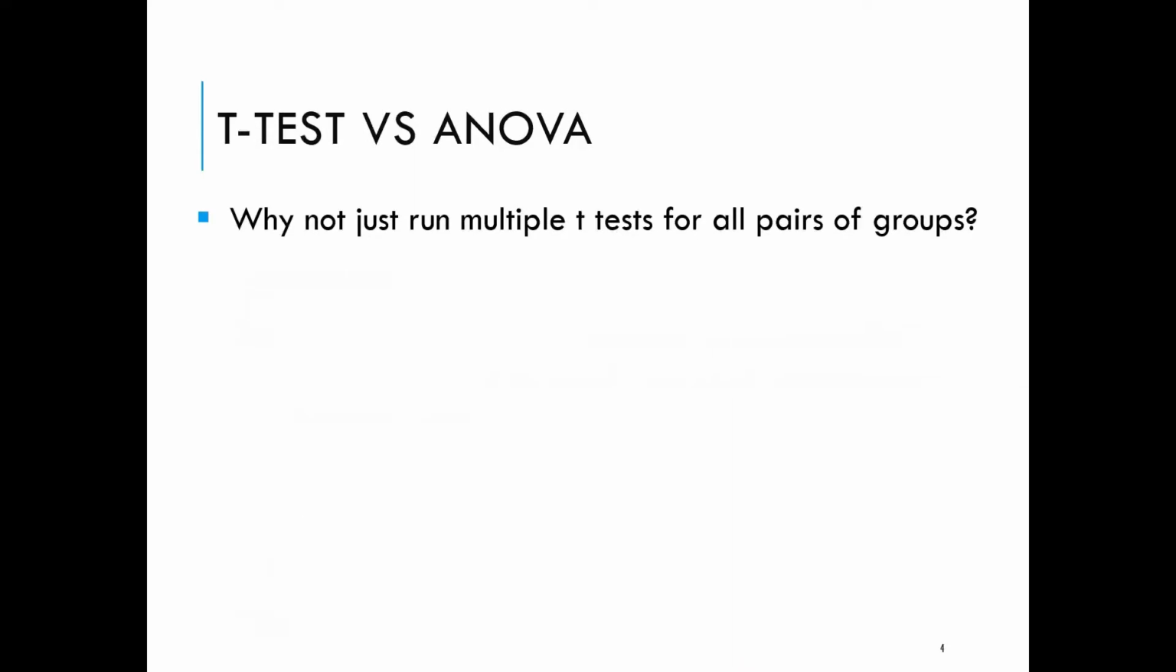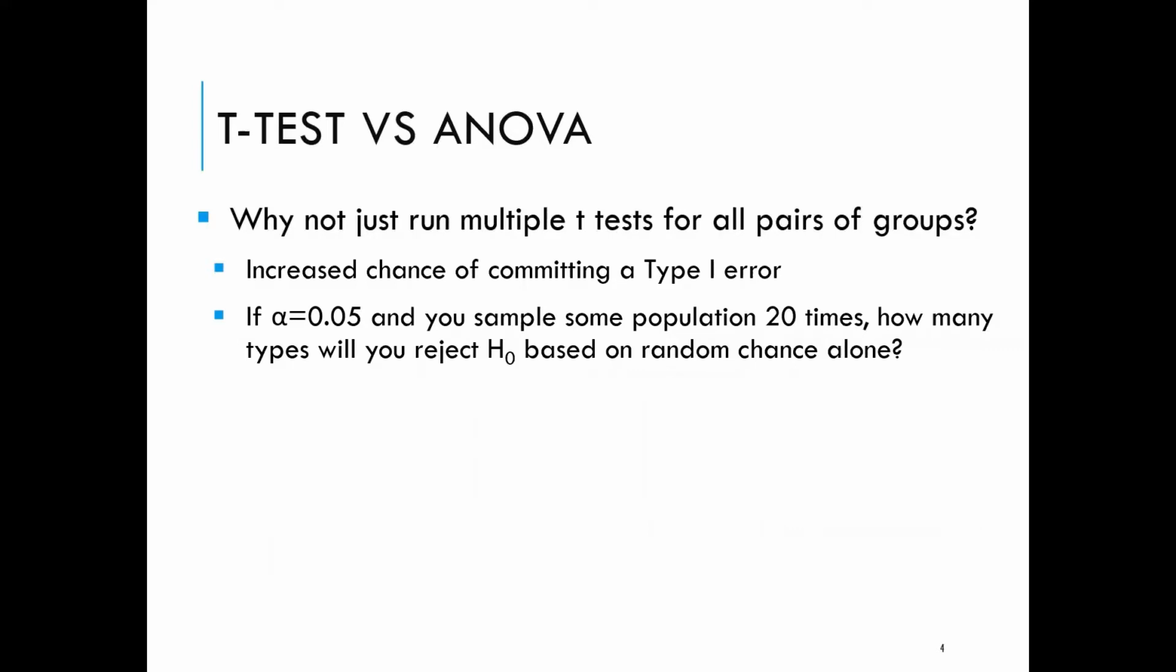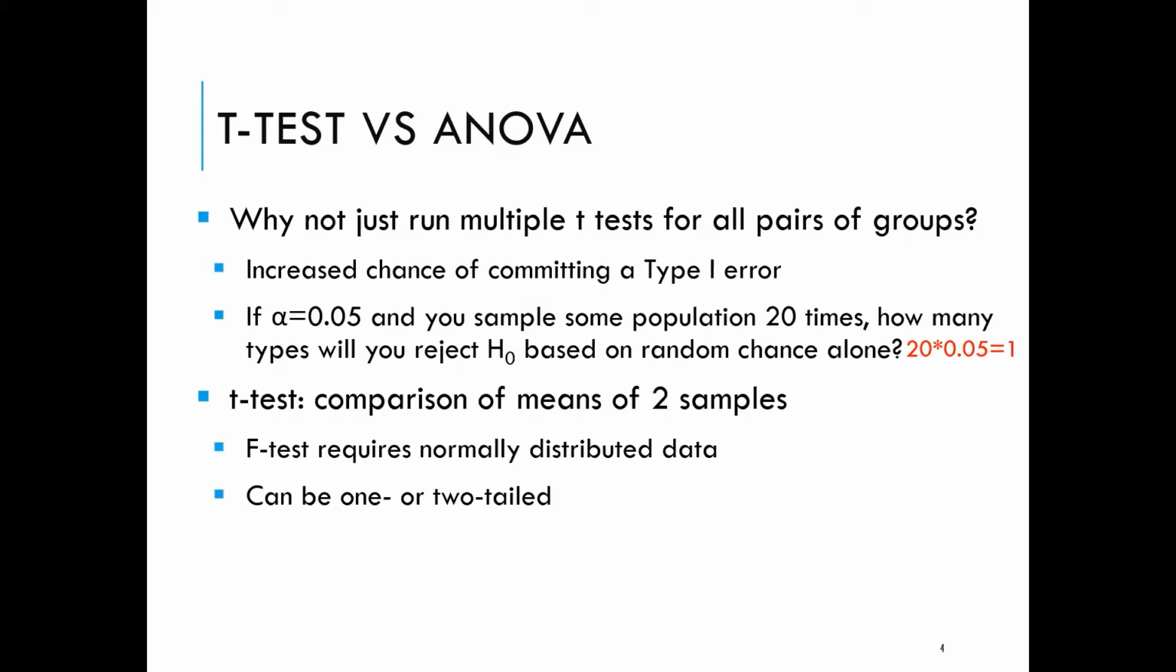So why don't we just run a bunch of t-tests with all of our different pairs in the data set? The reason for this is it increases the chance of committing a type 1 error. If alpha equals 0.05 and you sample a population 20 times, we can calculate how many times we will reject the null hypothesis just based on random chance alone, just by multiplying 20 by 0.05. So 1 out of 20 times we will be rejecting the null hypothesis incorrectly and committing a type 1 error just based on random chance. So we don't want to increase that chance of type 1 error.